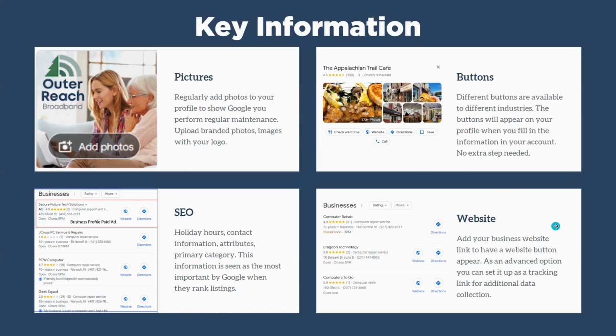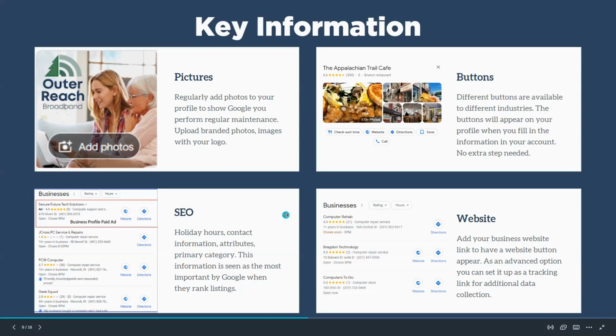The next big key piece of information is your website. So as I said, you paste your website link and it will give you a website button. If you want an advanced option for this, if you work with Google Analytics, you can do a UTM or a tracking link for your website. So then you can see in your Google Analytics how many people are coming over from your Google My Business profile. Again, that's an advanced option. Simply putting your website address is really going to help boost your profile.